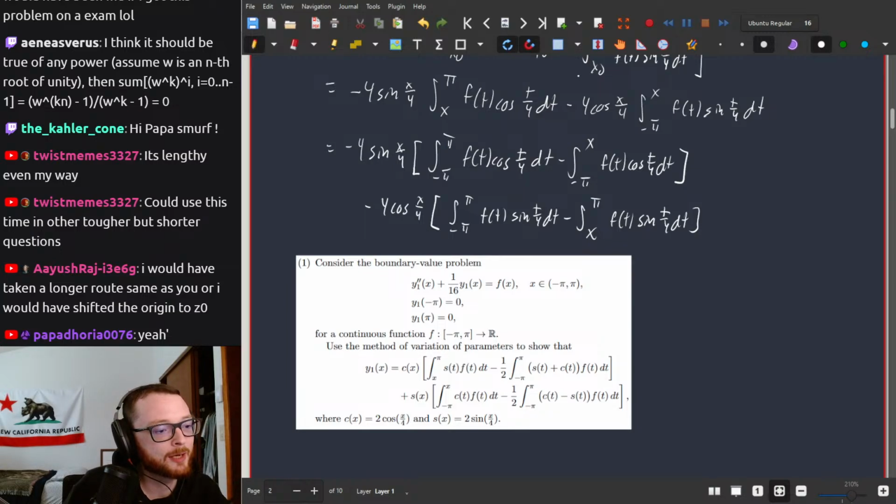I think it should be true of any power. Assume W is an nth root of unity. Hey, color code Papa Smurf, that's a new one. Assume W is an nth root of unity. That would be a fun proof, Aeneas. I mean, well, fun, I don't know. It might not be fun, but actually, do you just prove it there? W to the K to the I. Nth root of unity.